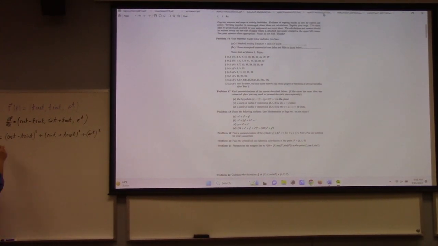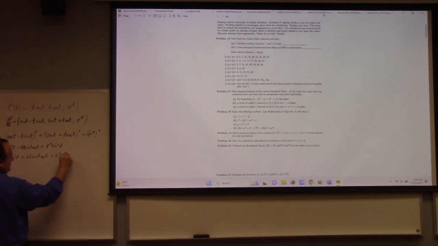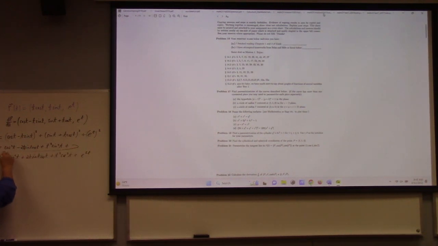And how does this all work out? Well, that gives us a cosine squared t minus 2 sine t cosine t times t. I'll just write the t first. Plus t squared sine squared t. And then plus sine squared t plus 2t sine t cosine t plus t squared cosine squared t plus e to the 2t. Forgive me for putting two pluses. It is my way.